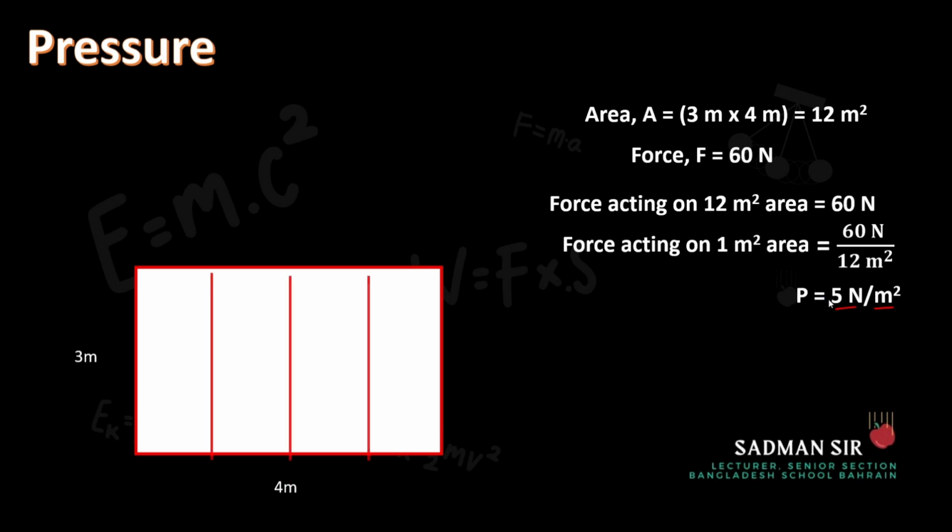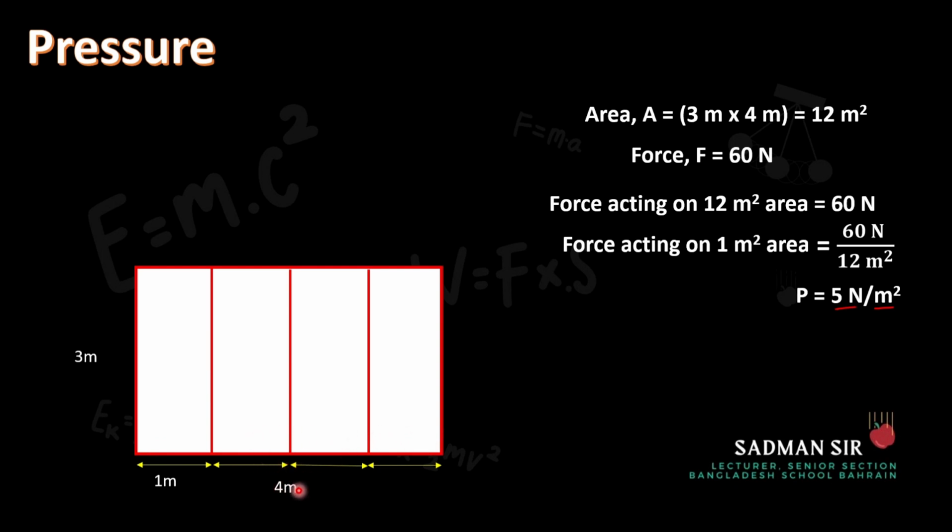So this 4 meters, the length of the rectangular surface, I have divided into 4 equal parts. 1, 2, 3, 4. So 4 meter is divided into 4 parts. Definitely each part will now be of length how much? Yes, correct, 1 meter. So this part is 1 meter, this part is 1 meter, this part is 1 meter, this part is also 1 meter. So 1, 1, 1, 1 together forms 4 meter.